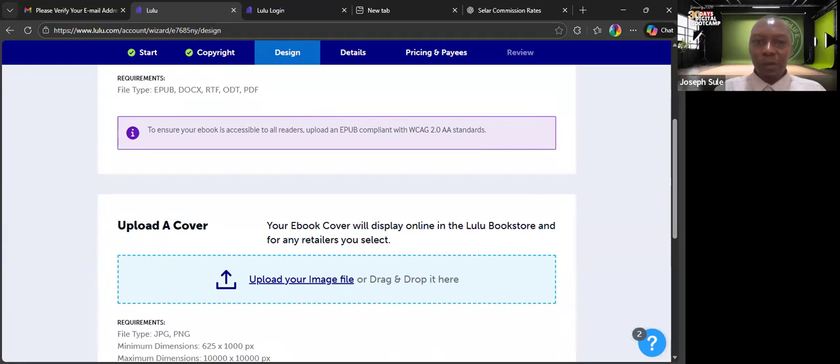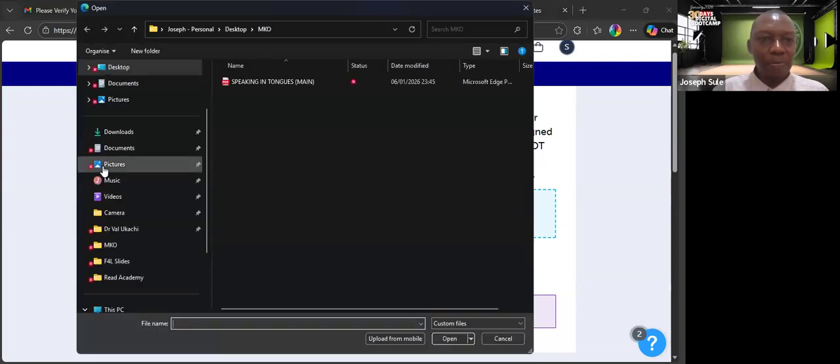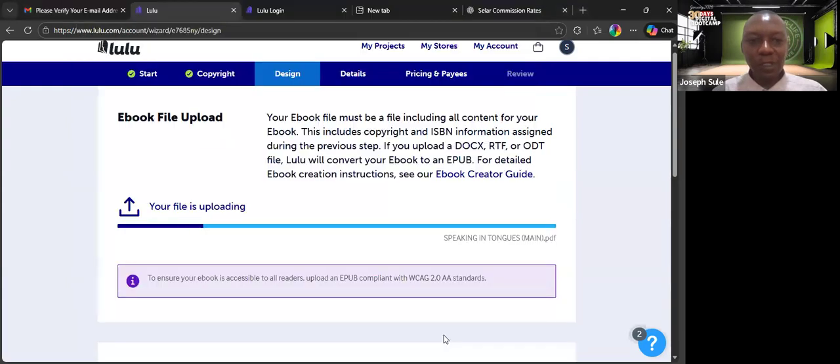Okay. All right. So ebook file upload. Your ebook file must be a file including all content for your ebook. This includes copyright and ISBN information assigned during the previous step. That's if I requested an ISBN. If I do not, then fine. If I have my own ISBN, then the ISBN inside the book must be the same ISBN I submitted at the copyright stage. So I will upload the file by clicking upload your file. And then I will go to where I have the file. For my client, it is in PDF form, and then I'll bring it in.